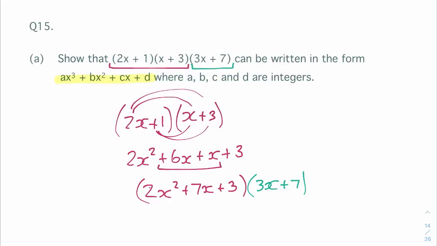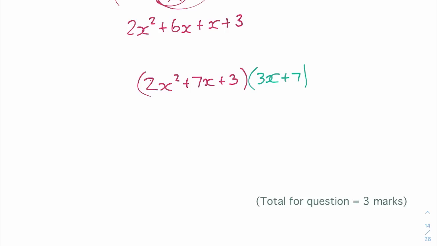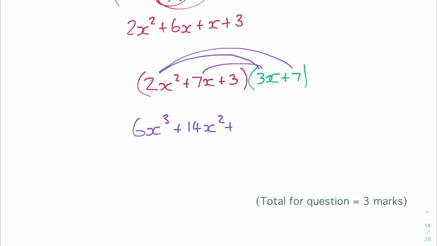It's probably worth leaving a little bit more space, particularly if you use this sort of method. Okay, so expanding these. We have 2x squared times 3x, which is 6x cubed, 2x squared times 7, which is 14x squared, and then onto the 7x. 7x times 3x is 21x squared, and 7x times 7 is 49x. We then have 3 times 3x, which is 9x, and 3 times 7, which is 21. So all we need to do now is simplify this.